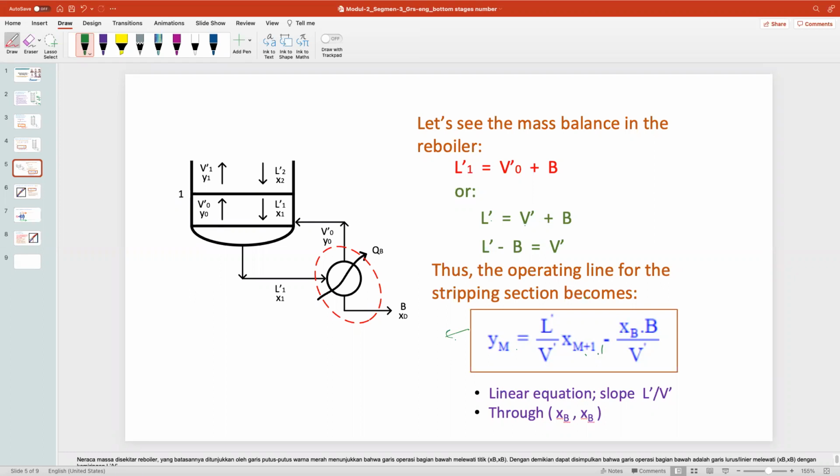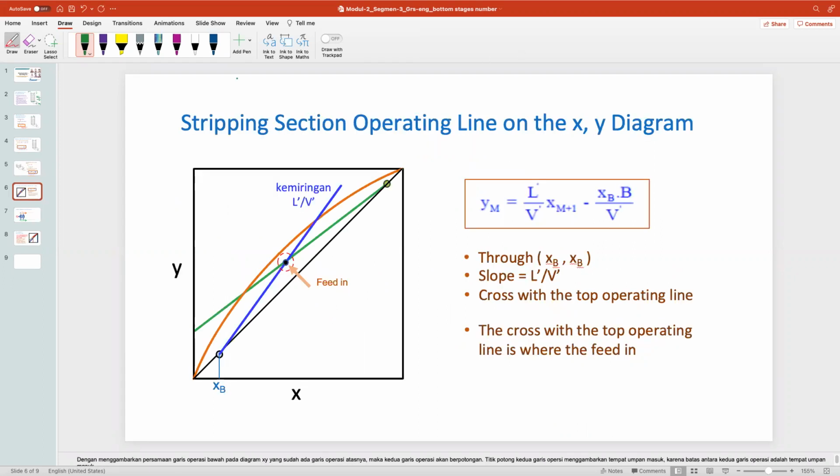Okay, so up to here, from here it's going to look like this. So basically for the stripping section, we don't know what L, V, and XB are, but first it passes the XB over here. XB is usually small, for example 0.05, very small, so maybe somewhere around here.